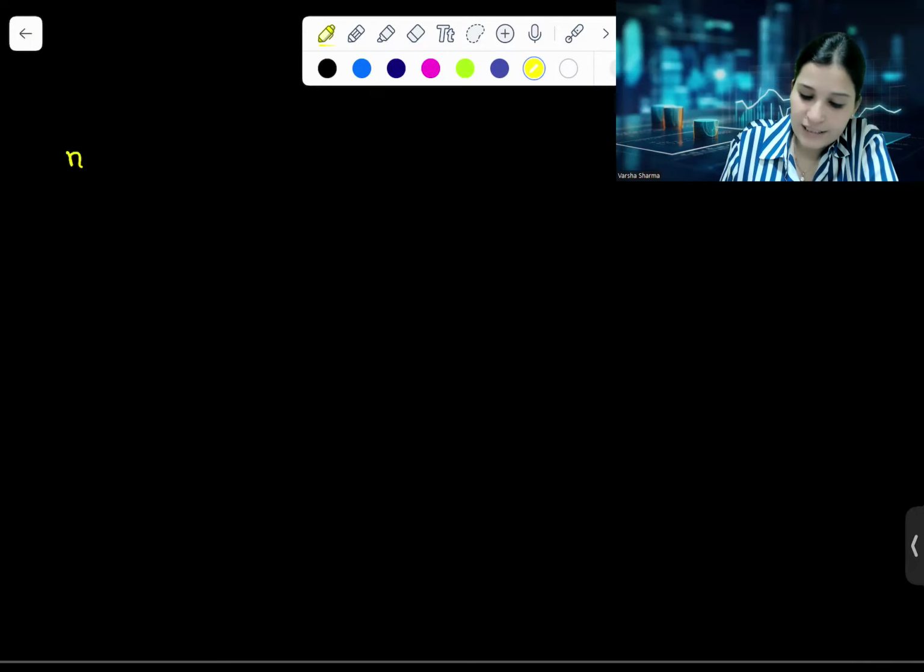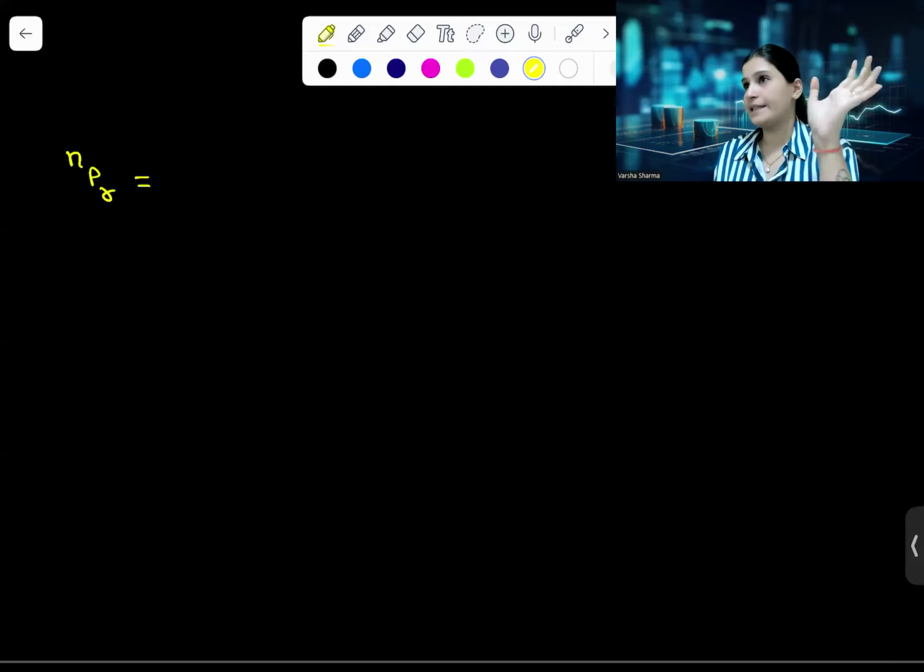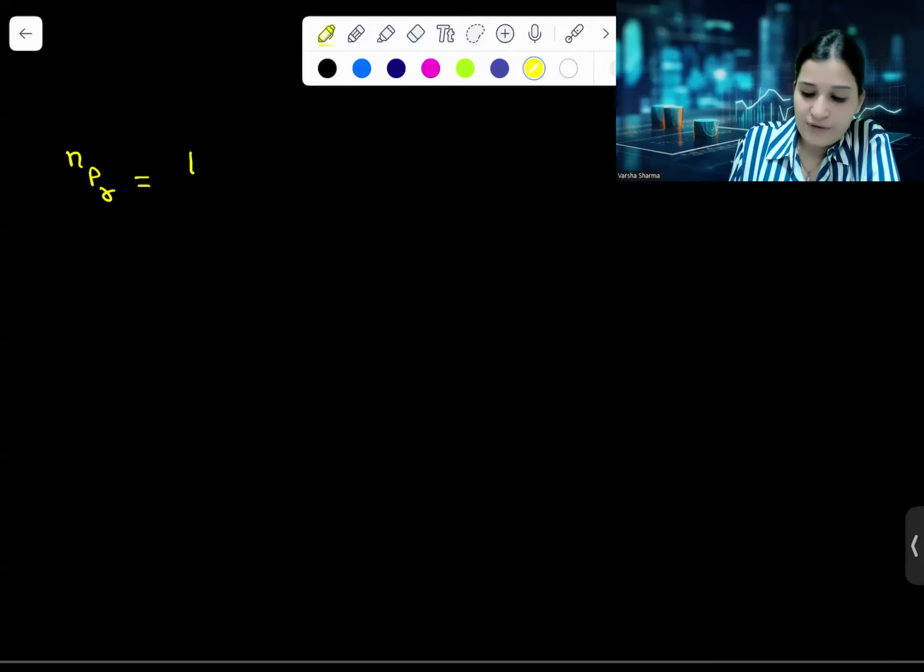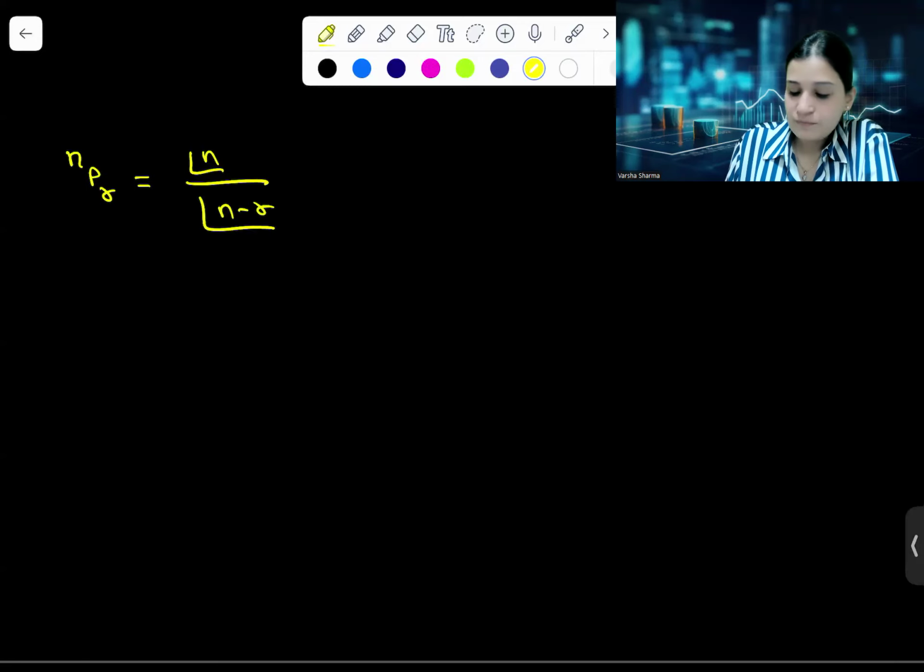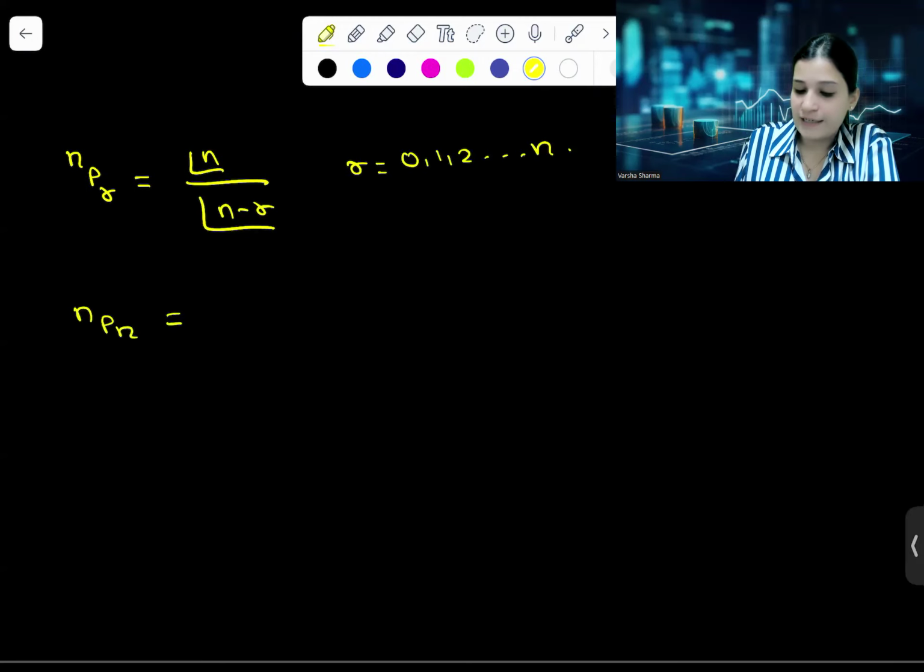So when we write the symbol nPr, this means that out of n things, we are choosing r, we are selecting r, and after selecting the r things, you are also arranging those r things. That is nPr. The formula was factorial n by factorial n minus r, where r can be any whole number till n. In that, we talked about nPn.